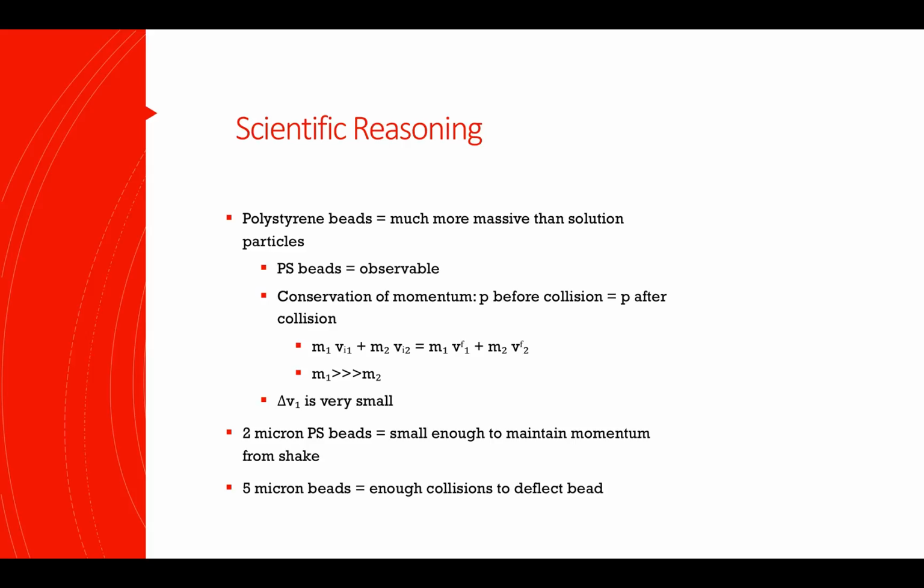As for the difference in motion regarding the size of the beads, polystyrene beads with a diameter of 2 microns were massive enough to maintain relatively high velocity, while small enough to reduce the number of collisions with solution particles. 5-micron diameter beads, however, were voluminous to the point that the number of collisions with particles in solution prevented them from moving far relative to a fixed point.